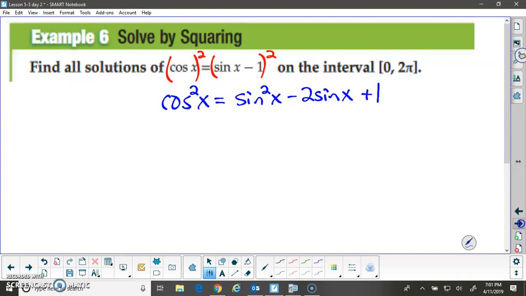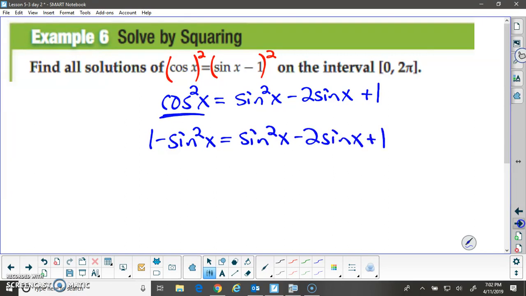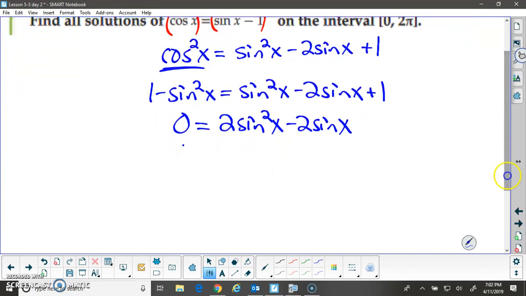And now I can use a Pythagorean identity and get rid of this cosine squared, changing that into a 1 minus sine squared. And now we need to get everything onto one side. Let's move everything to the right. If I do that, I should have 2 sine squared minus 2 sine of x. And I think the ones just cancel, so we've got a binomial. We can factor that binomial by taking a 2 and a sine of x out, leaving us with a sine of x minus 1.